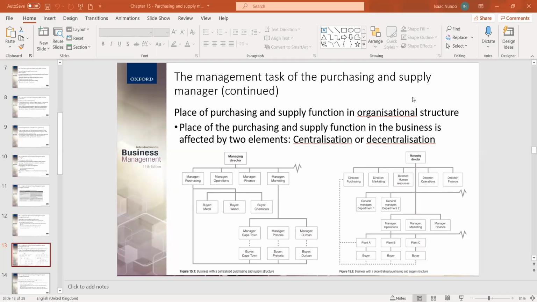And in the other case, it can be decentralized, so they may have different depots or different departments or different locations making purchases from different companies. The same company in Limpopo would be different from Johannesburg, would be different from Cape Town. So Cape Town will do their own purchase. So it is a decentralized form of system. This is basically what we are talking about.